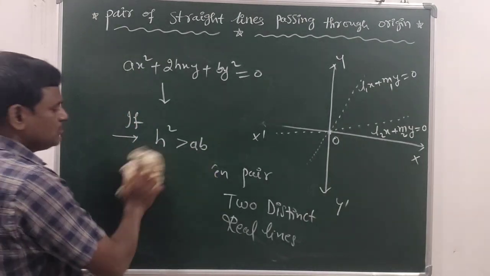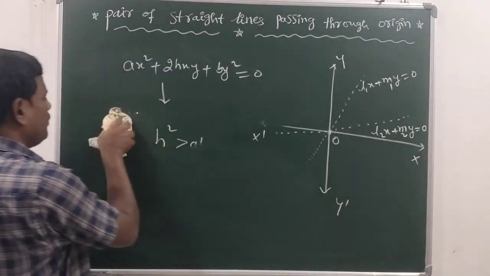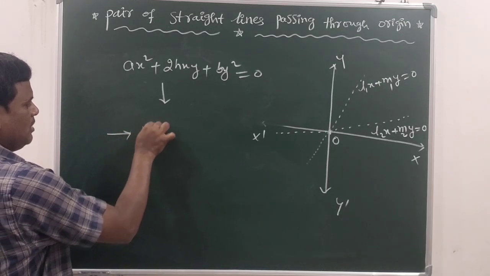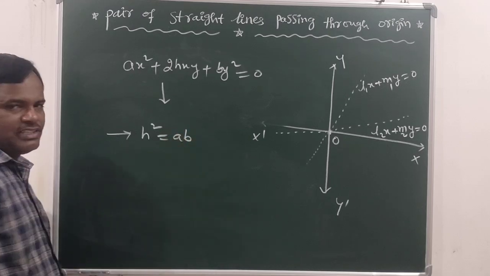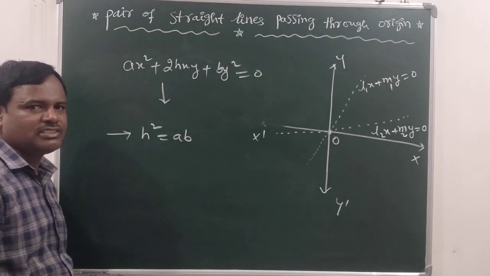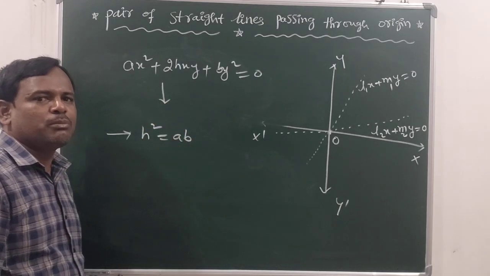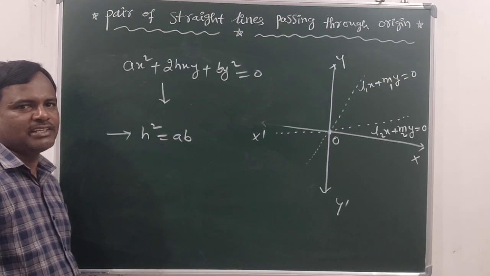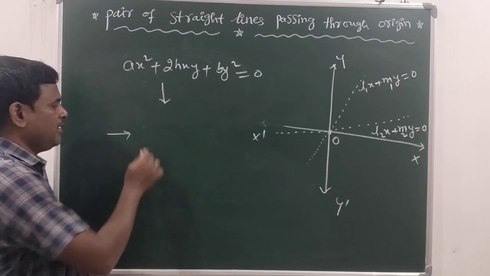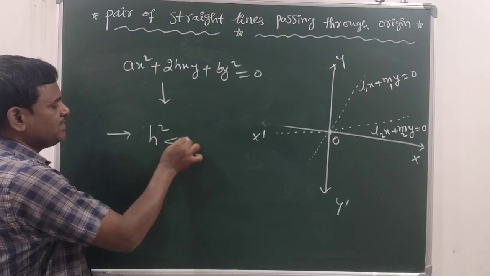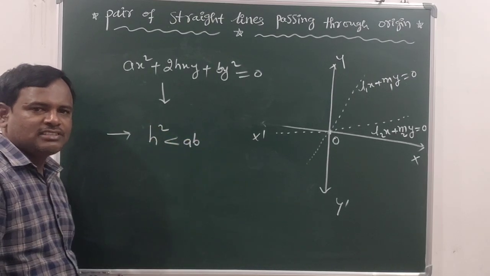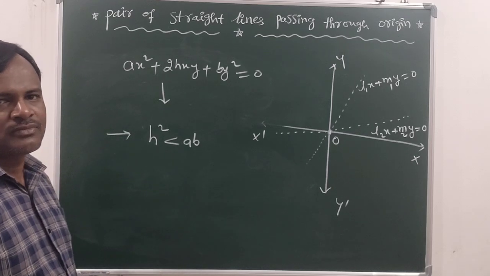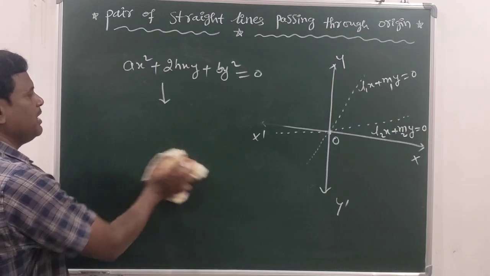Remember this point. Sometimes you will find h square is equal to ab. In this case, you can say that both are real lines, but both will be coincident lines. And if you find h square is less than ab, then in such case you can say that both are imaginary lines. Okay, students, remember this point.